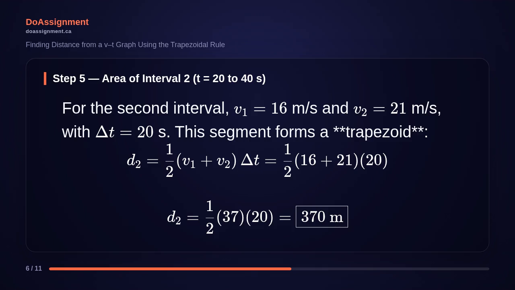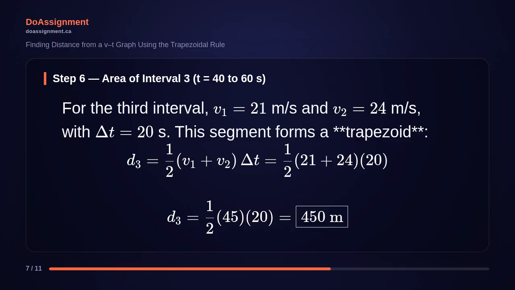For the second interval, from 20 to 40 seconds, the velocity rises from 16 to 21 meters per second. The trapezoidal area is 1/2 times the sum of 16 plus 21 times 20. That is 1/2 times 37 times 20, giving 370 meters.